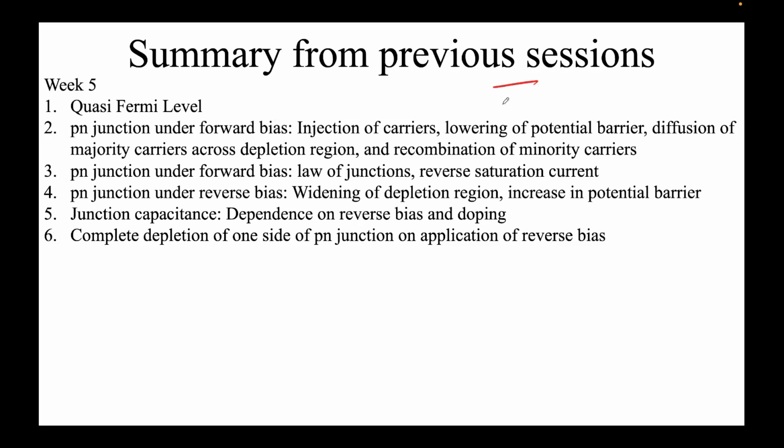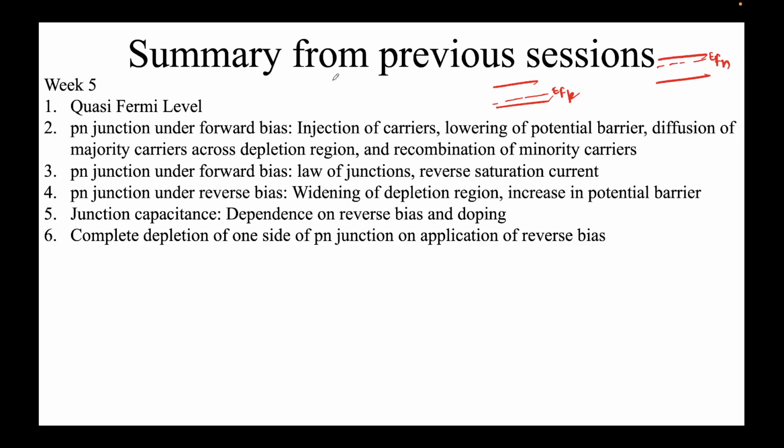All right. And finally we saw that when we are under non-equilibrium, we introduce something called a quasi-Fermi level. Meaning, let's say on the p side and n side you have different levels. So this is the p side, so we introduce a Fermi level called EFP, and on the n side we introduce a Fermi level called EFN, right? And then we saw in forward bias you can inject some carriers, lowering the potential barrier.